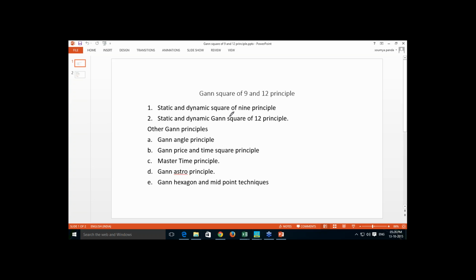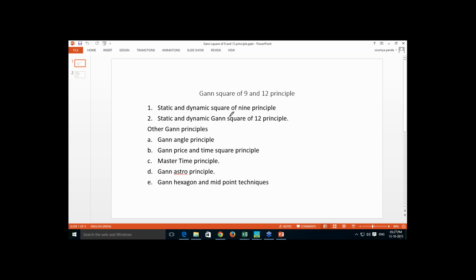Then you have a principle called the master time principle, which speaks about the event which has occurred now, and after what duration that same event is going to reoccur. Suppose one high has happened, after what duration of time a similar high will occur, or now one low has happened and after what duration another low is expected. You will learn that from this master time principle.